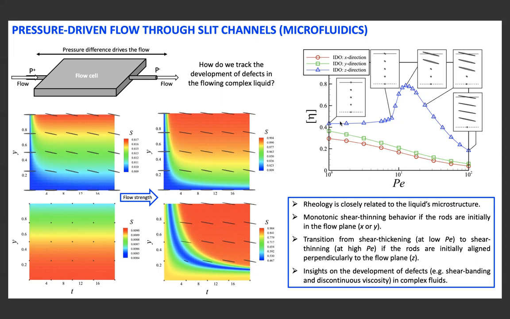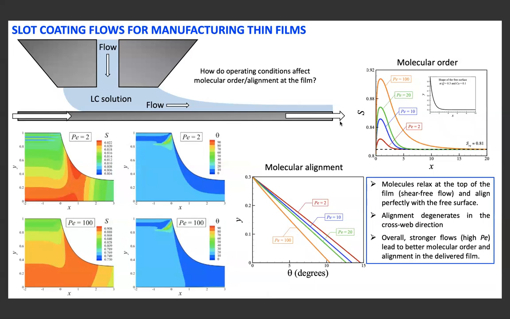In the second set of results, I'm studying slot coating flows that we can use to produce thin films from those liquid crystalline solutions of carbon nanotubes. And again, the main point is that we need to have all the tubes and all the molecules aligned in the same direction and very well packed to ensure very good properties at the end of the day. So here again, we have the Peclet number, which is a measure of the flow strength. And as we increase the Peclet number and we make the flow stronger with respect to the relaxation of the molecules, we have a better alignment.